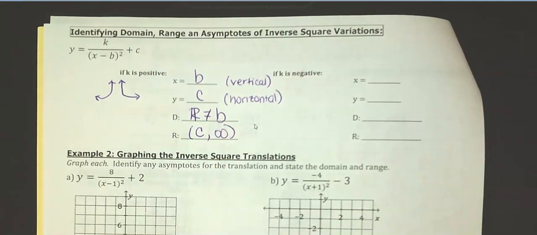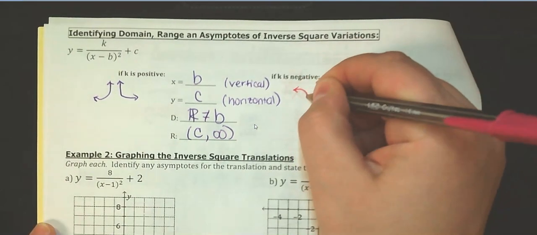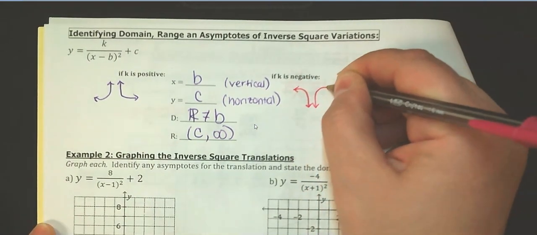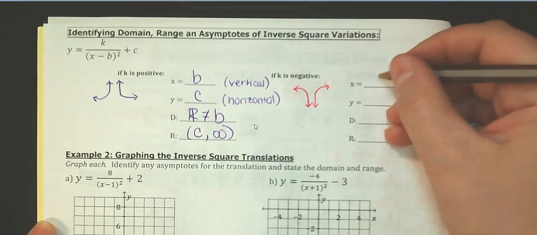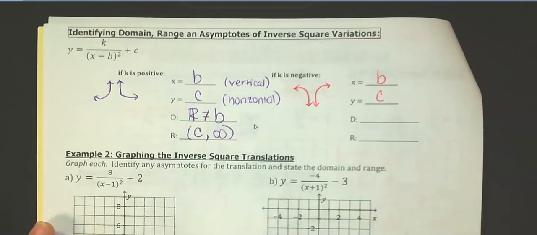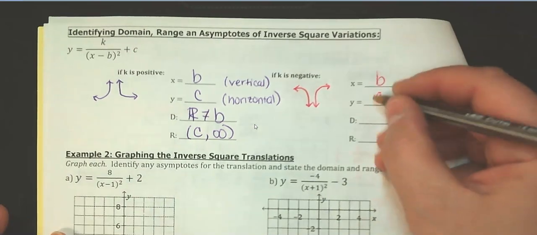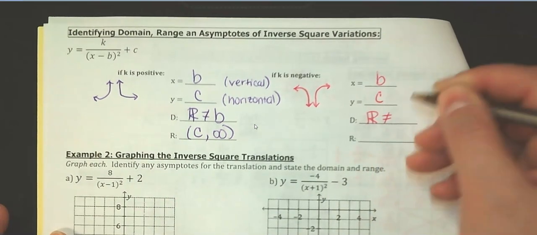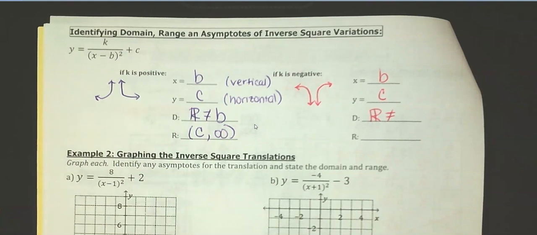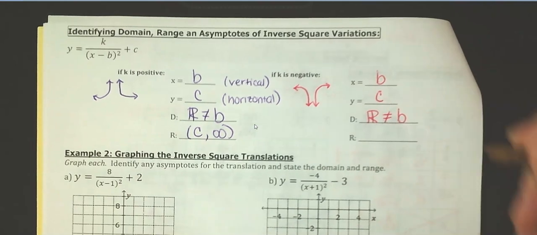So that would go up to infinity. If the k value, so the number on the top of the fraction, if it's negative, that's going to cause both of the branches to point down. And the asymptotes are going to be the same, b and c. B for your x equals b will be the vertical line, y equals c will be your horizontal line. Now, your domain here is the same. It's going to be all real numbers because one branch will go left, one branch will go right forever, but you won't touch whatever the asymptote is in between the two, which will be b.